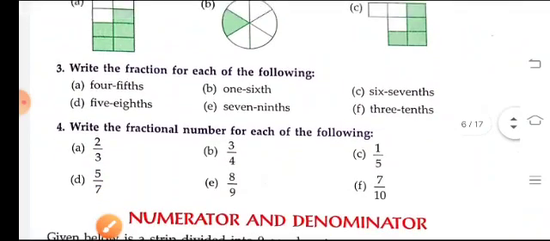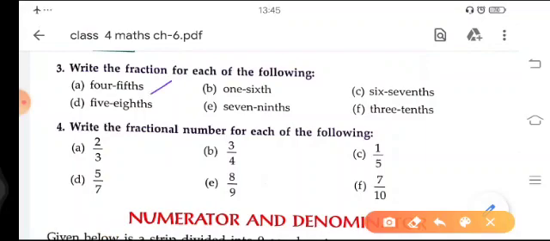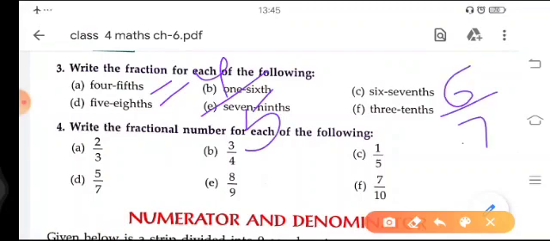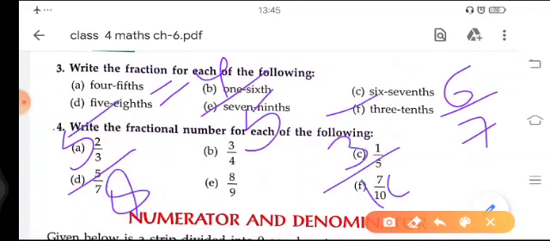Now in question number 3, you can see here that you have to write the fractions for each of the following. Four fifths, you can write it 4 upon 5. Six sevenths, you can write it 6 upon 7. Five eighths, you can write it 5 upon 8. Three tenths, you can write it 3 upon 10. So you can see that that is a very simple question for you.